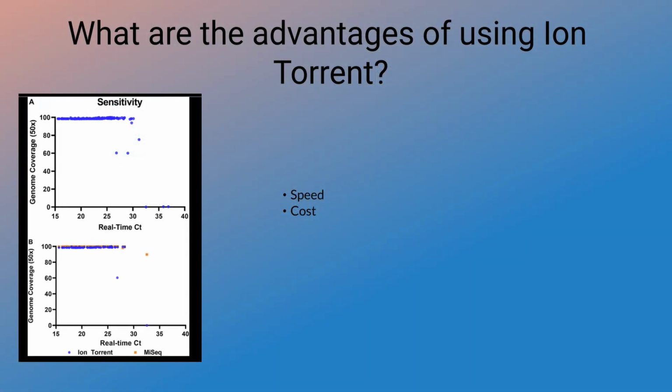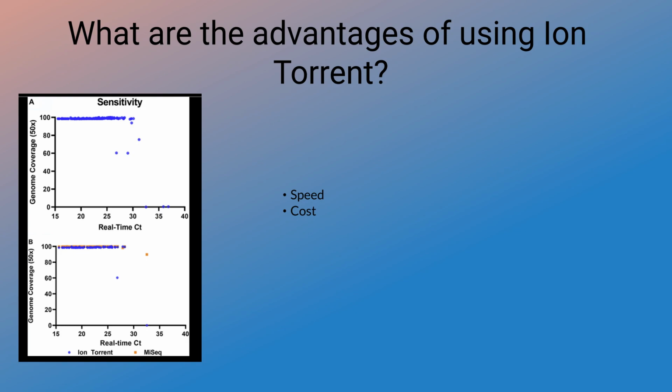So what are the major advantages of using ion torrent? One major benefit of the system is the rapid sequencing speed compared to fluorescence-based systems. Another benefit is the low cost to use the system.